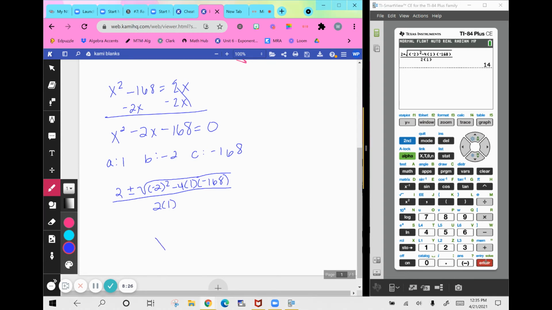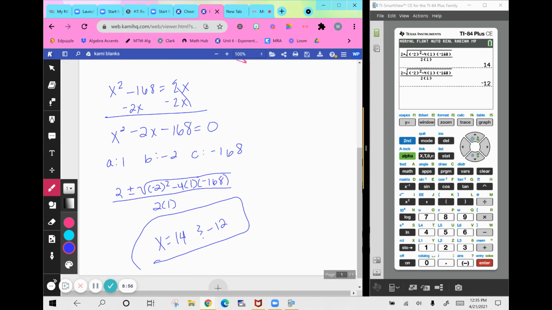So one of my answers is 14, but I know that I didn't do the subtraction piece, but I don't want to retype that whole thing. So what I'm going to do is scroll up till that's highlighted, hit enter, and then scroll over until I get to where it's flashing on the plus sign, and I'm going to change that to a subtraction sign and hit enter, and I get negative 12. So my answer is negative 12 and 14.